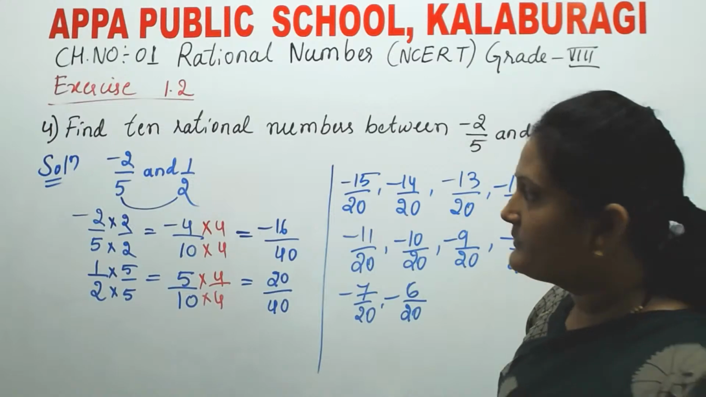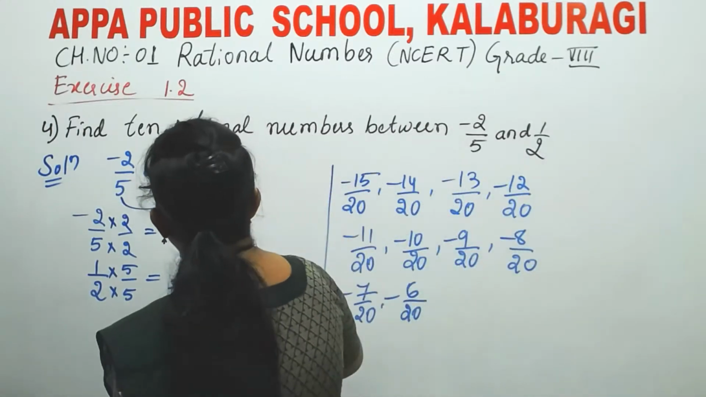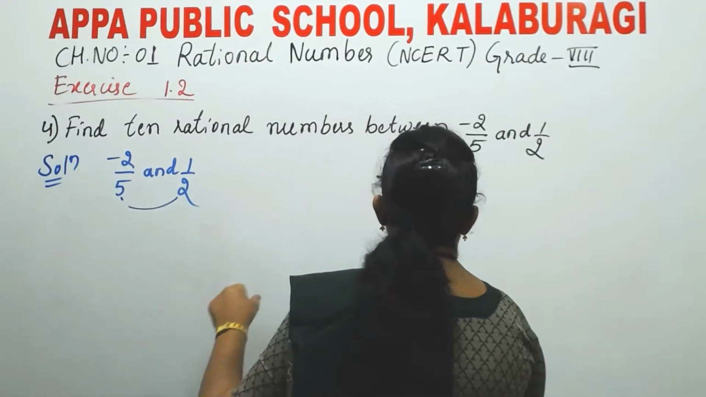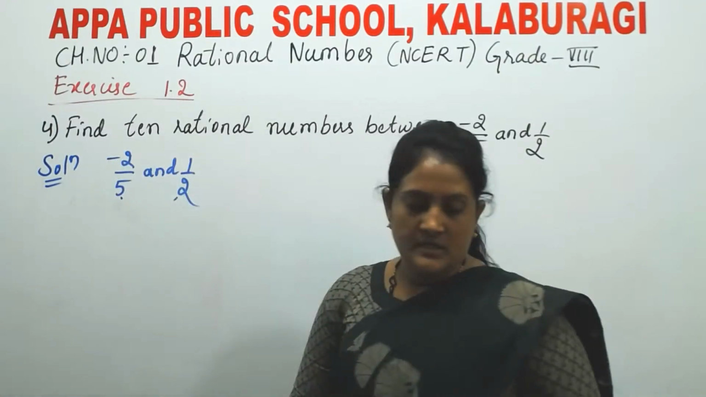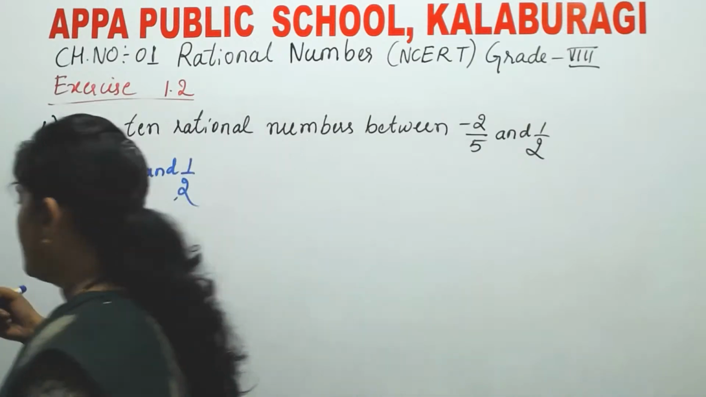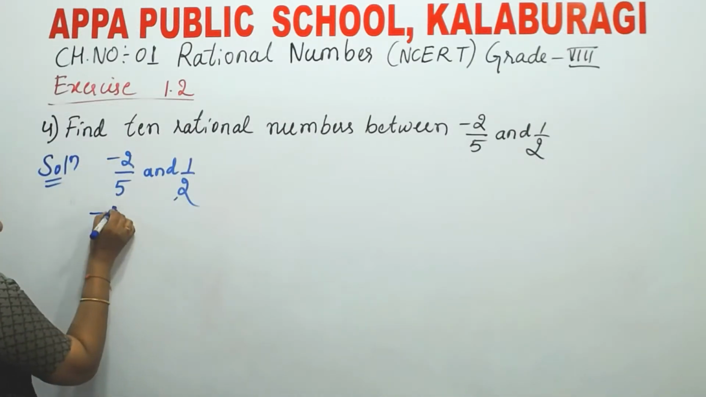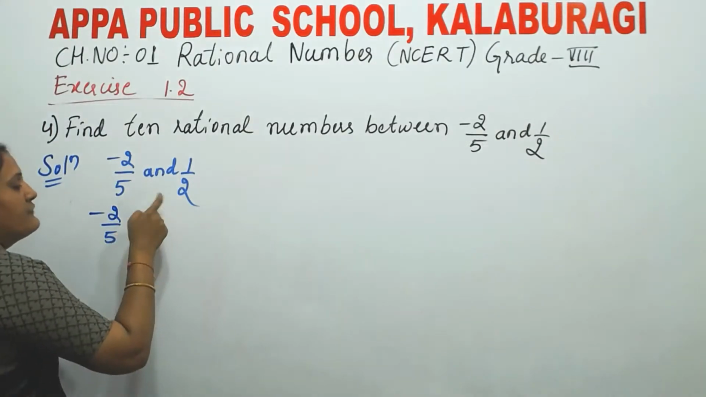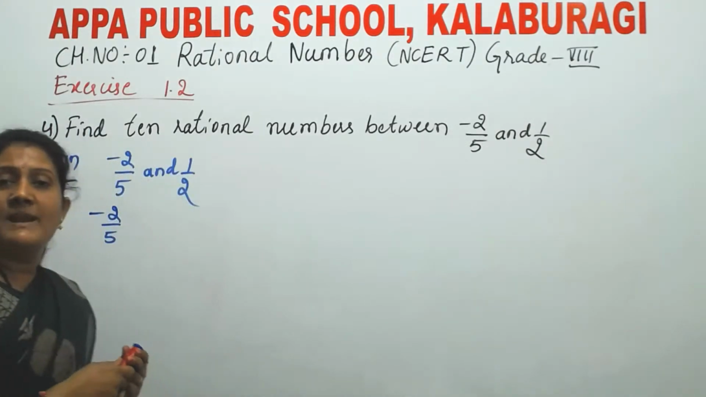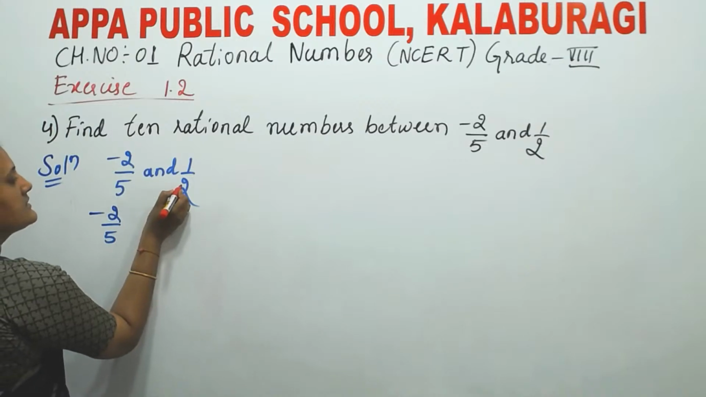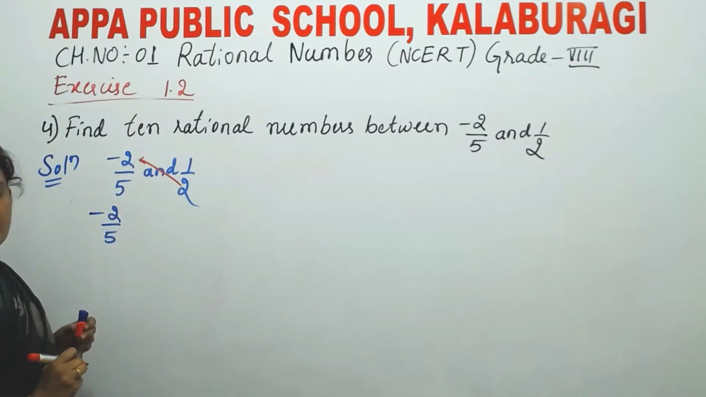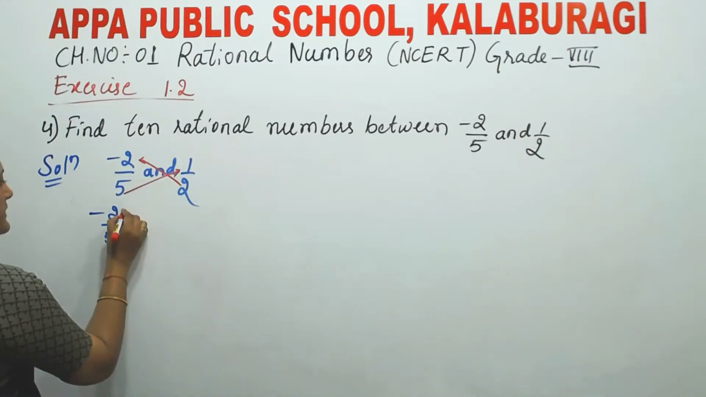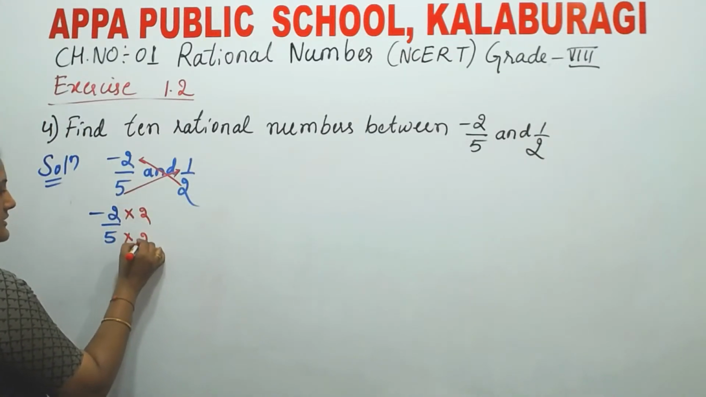One more method can be tried. See, same, only a little bit of change. What do we have to do in the second method? Minus 2 by 5 is there. In the denominator, you have to multiply and divide with this number. This denominator you have to multiply and divide with this number. Got it? So 2 here, you have to multiply 2 and 2 here, right?